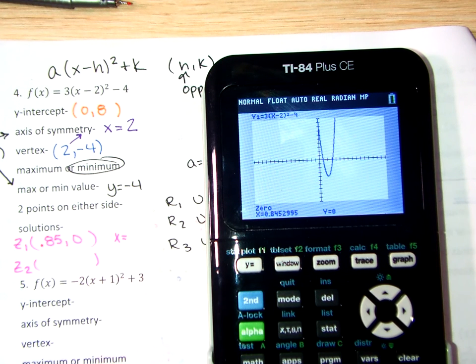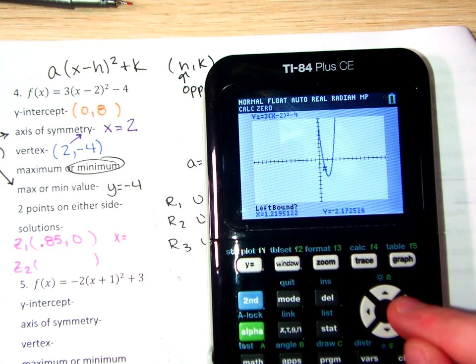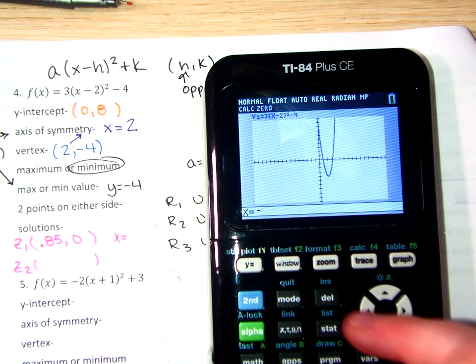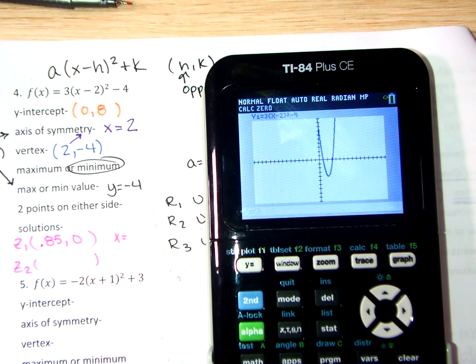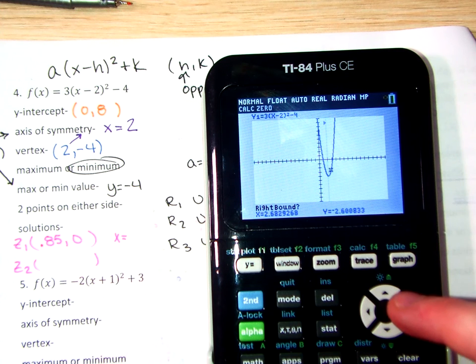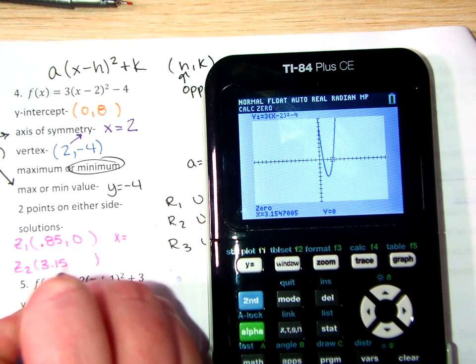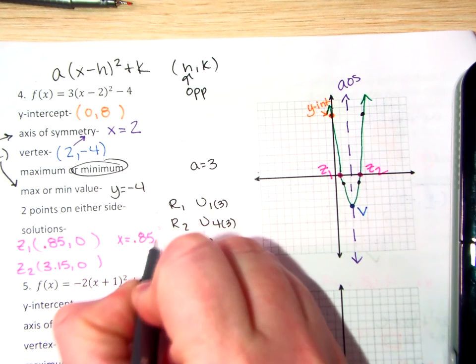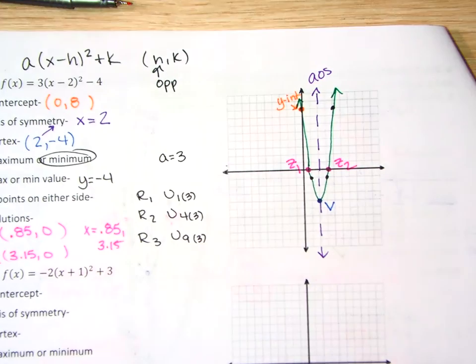Comma 0, because I'm rounding to 2 decimal places. I'm going to calculate out the other one again. Second calc, zero. I'm going to start at the vertex, that's the left side of the right zero, which is at 2. You can type them in. And then you're going to go to the right side. Hit enter, and enter. So now I get 3.15. So my x equals 0.85, comma 3.15.